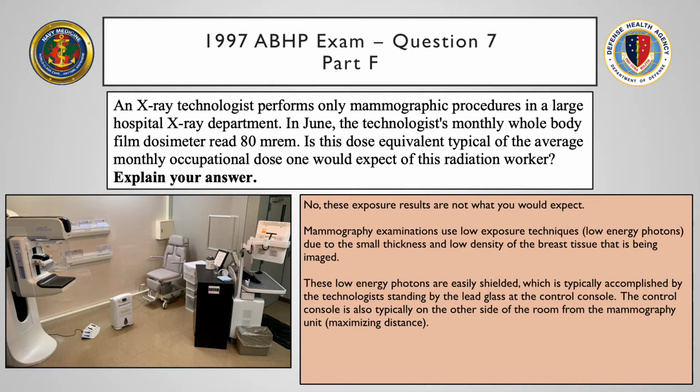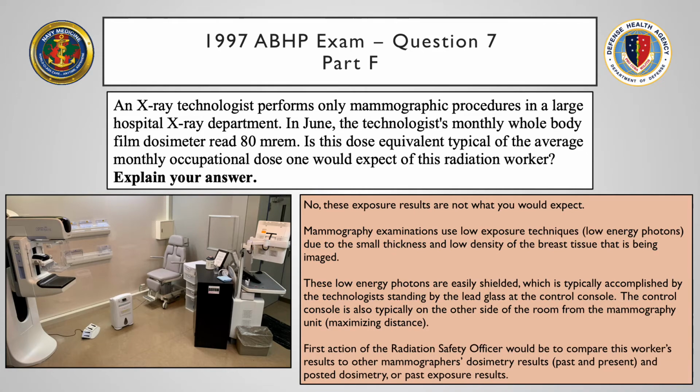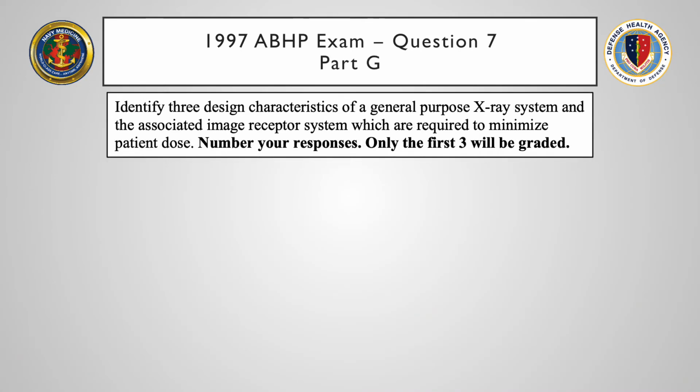So the first action of the radiation safety officer would be to compare the worker's results to other mammographers' dosimetry, posted dosimetry, or past results. Part G asks us to identify 3 design characteristics of an X-ray system or the associated image receptor that are required to minimize patient dose.